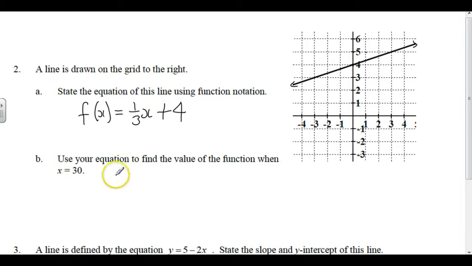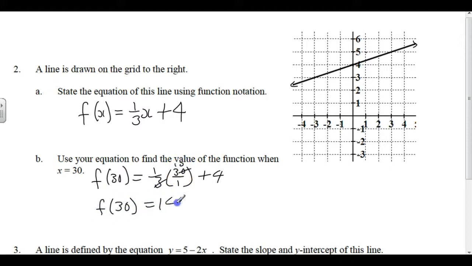Use your equation to find the value of the function when x equals 30. Now, that's just a fancy way of saying f of 30. So f of 30 is 1/3 of 30. Now, I'm going to write it as 30 over 1, make my life a little bit easier here, right? 3 goes into 30 10 times, 10 plus 4. So f of 30 is 14. Remember, f of 30 is simply the same way as saying what's the y value when x equals 30, right? What's the value of the function when x equals 30? That's what f of 30 does.